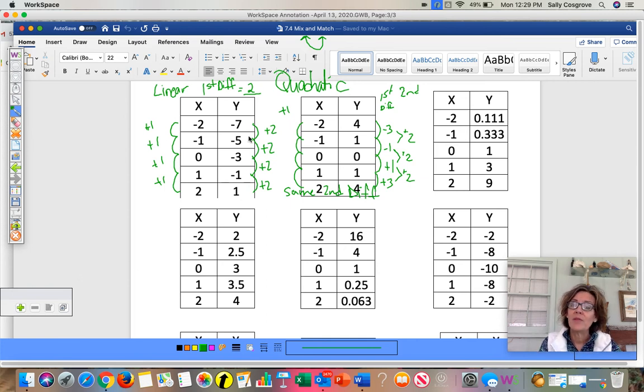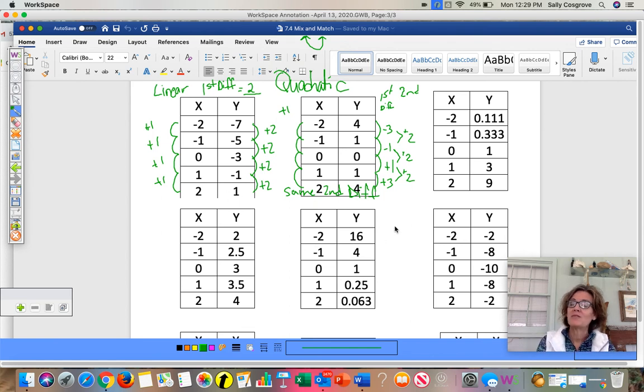Any table that has the same first differences is linear, either adding or subtracting the same thing. Any table that has the same second differences, adding or subtracting the same thing the second time through, what's the difference between the slopes, is quadratic.